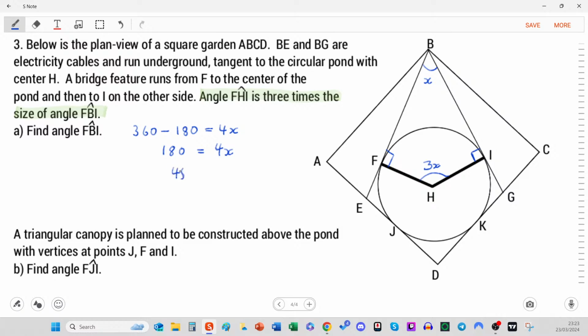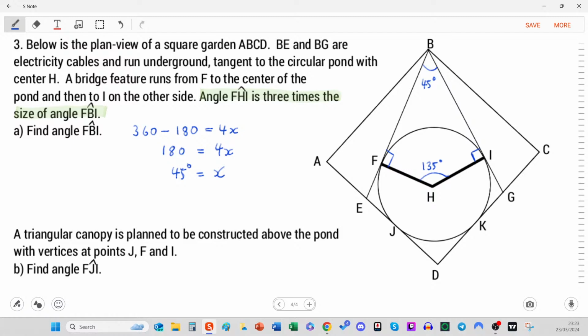Wow, okay. Maybe that was easier than at first thought. We divide both sides by 4 and we get that one of those x's is 45. Okay, cool. So we're going to add that to our diagram. 90, 135 degrees. Okay, here we are.